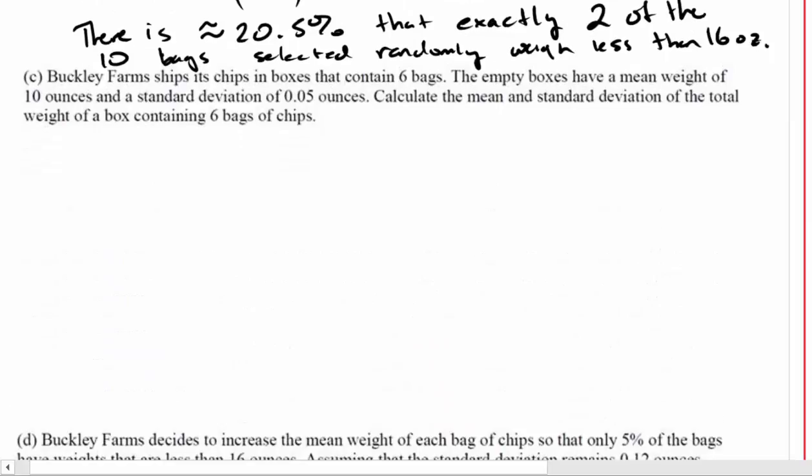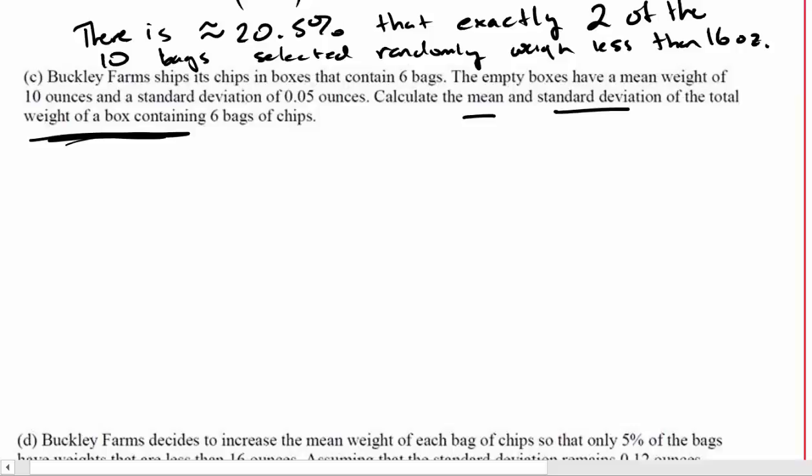So, part C says, Buckley Farms ships its chips in boxes that contain 6 bags. The empty boxes have a mean weight of 10 ounces and a standard deviation of 0.05 ounces. Calculate the mean and standard deviation of the total weight of a box containing 6 bags of chips.